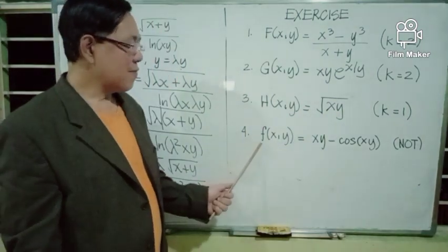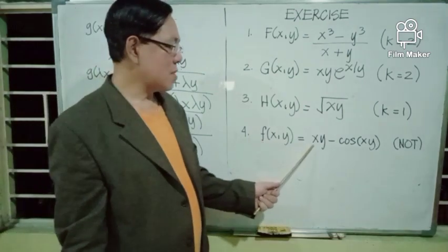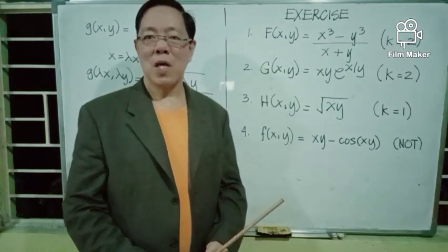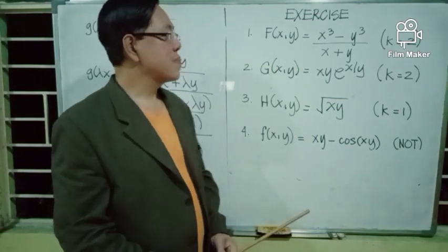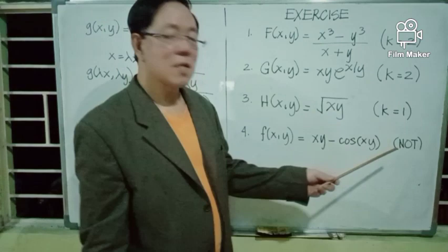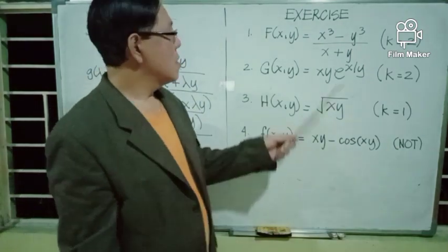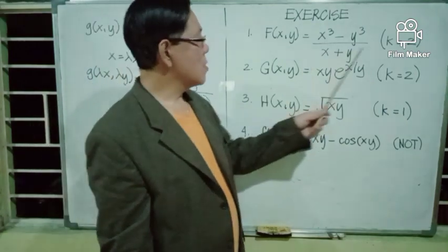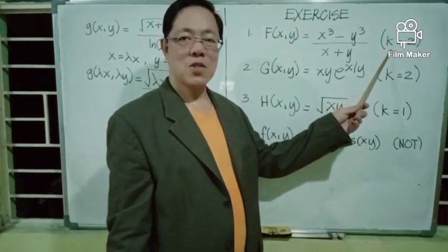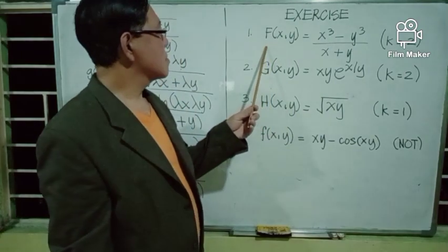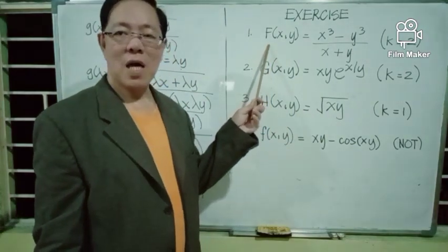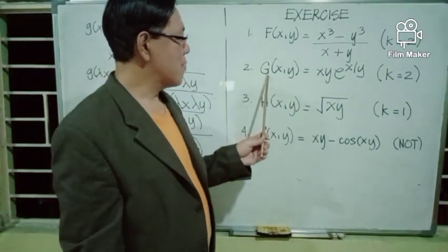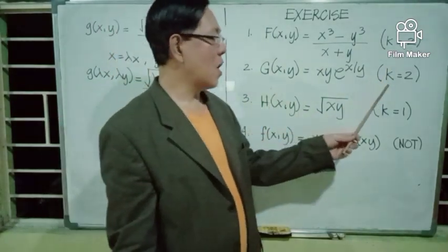In number 4, the function f of xy equals xy minus cosine of the product xy. For you to be able to check your answers, I have given you the degree of homogeneity for the functions that are homogeneous. For number 1, the degree of homogeneity of the function is 2, which means that the function f of xy is homogeneous of degree 2. Similarly, for number 2, the function g of xy is homogeneous of degree 2.